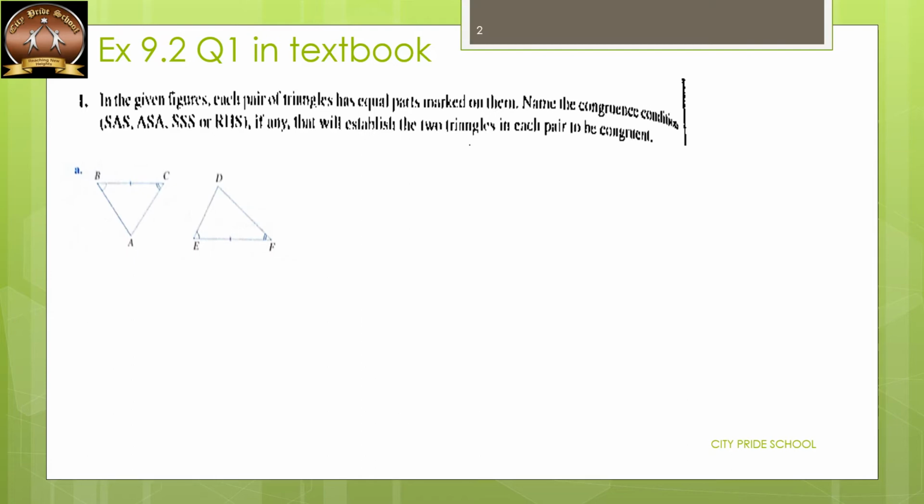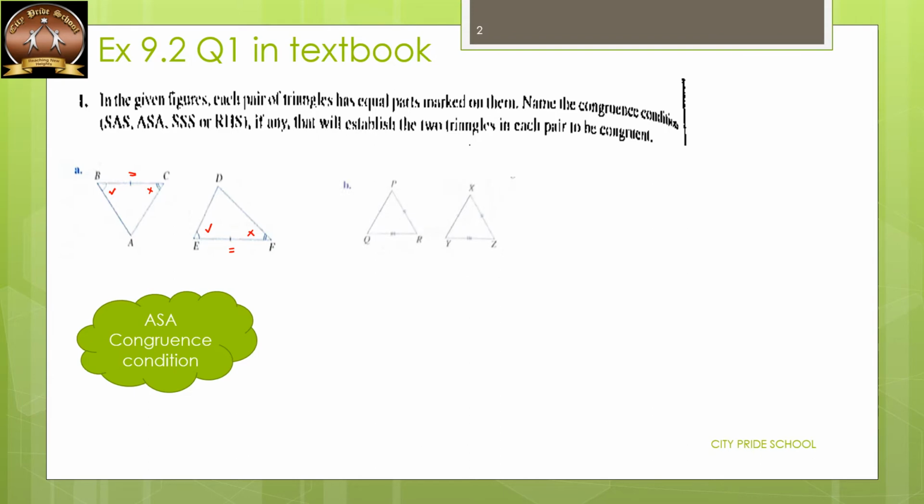See here in the question you can see that angle B is equal to angle E, angle C is equal to angle F, and side BC is equal to side EF. So these two triangles will be congruent by ASA test, that is ASA congruence condition. So let us come to the next one.